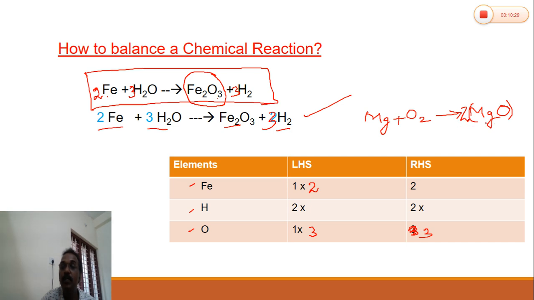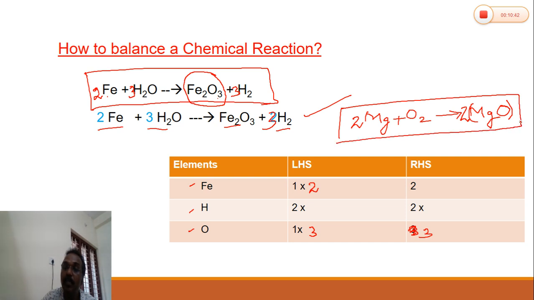So 2 MgO. Now oxygen becomes 2, but magnesium has changed, so we put 2 here. Now 2 magnesium, 2 magnesium, 2 oxygen, 2 oxygen. Now the equation is balanced. This is the way of balancing a chemical equation. You can practice many chemical reactions and figure out how to balance a chemical reaction. That is today's class.